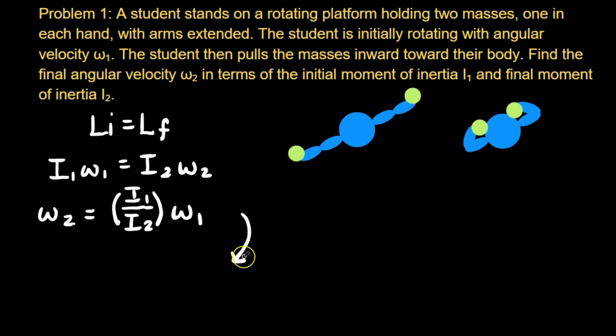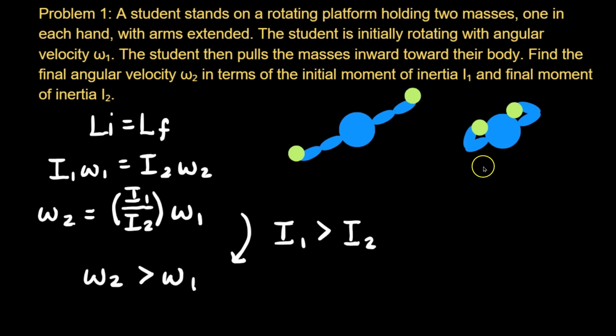As the student moves their arms in, their moment of inertia is going to decrease because the moment of inertia has to do with not only the mass, but also the distribution of the mass. Where is that mass located? The closer that the mass is to the axis of rotation, the lower the moment of inertia. So I1 is greater than I2.